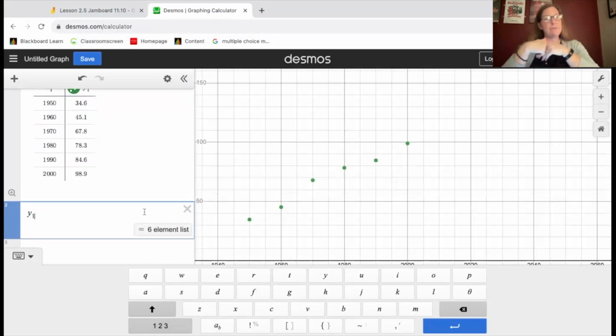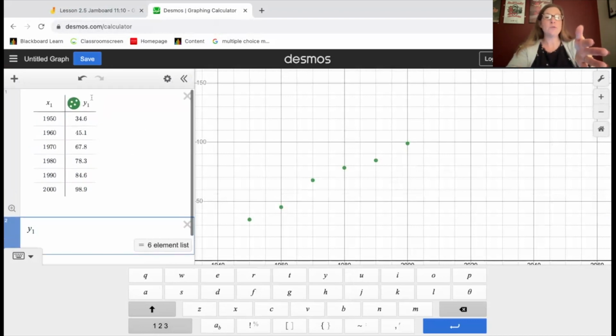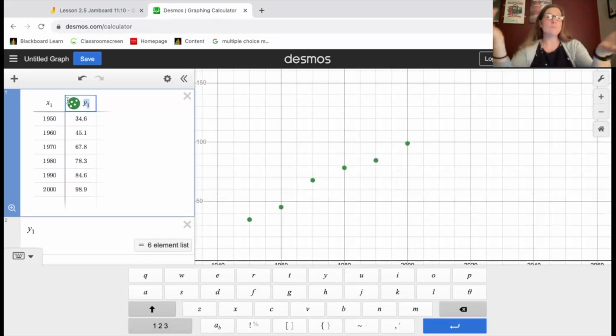Why do I need to have that 1? Well, it's telling Desmos where I'm pulling the information from. So I'm pulling my y values from the table, and in my table, my y values are y sub 1. So I'm just using the y values from this table, because it is very possible that if you're working in Desmos, you can have multiple tables of data. So it's just telling me where to pull that data from.